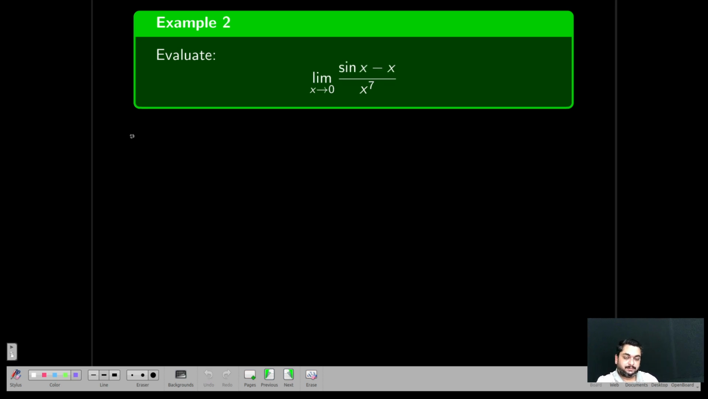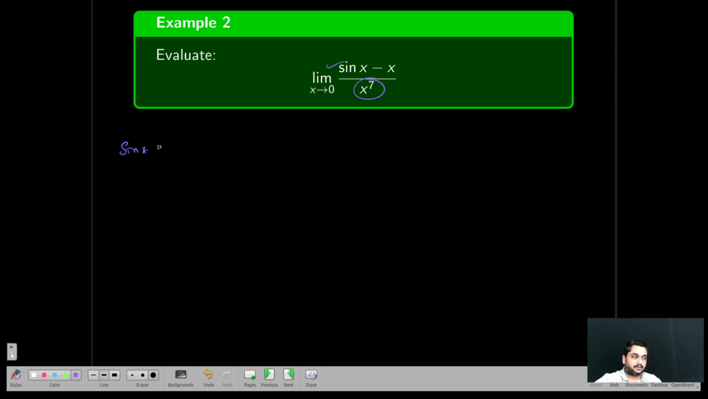Next. Similarly, it's given as sin x minus x by x power 7. Okay. So I have to differentiate it 7 times, numerator and denominator, if I apply L'Hopital's rule. It is in 0 by 0 form. So instead of that, what can we do? We can approximate this sin x till the polynomial has x power 7. So already you know sin x.